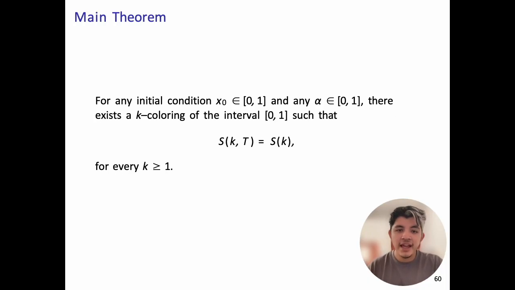Okay, and with this theorem, we enunciate the main theorem of this work, which is the following. For any initial condition x_0 in [0, 1], and any alpha in the same interval, there exists a k coloring of the interval [0, 1] such that the dynamical Schur number is exactly the same as the one in combinatorics. Yes, exactly the same. And this is for every k greater than or equal to 1, okay? For every color.